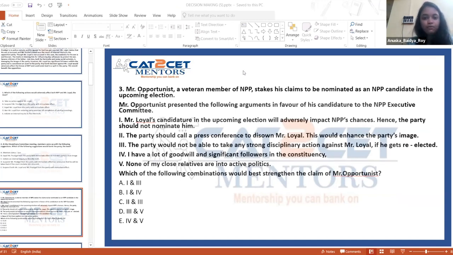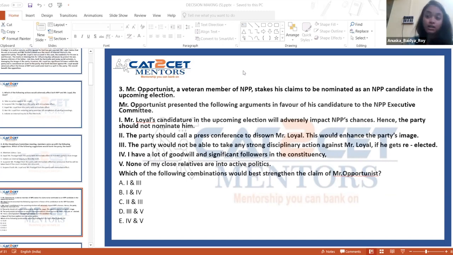3. The party would not be able to take any strong disciplinary action against Mr. Loyal if he gets re-elected. Again, when I compare 1 and 3, which one is a better option? Right? When I compare 1 and 3, he is saying that the party will not be able to take any strong disciplinary action against Mr.